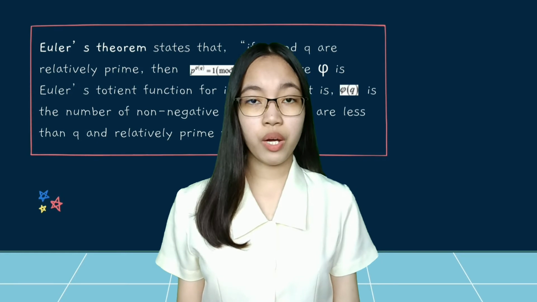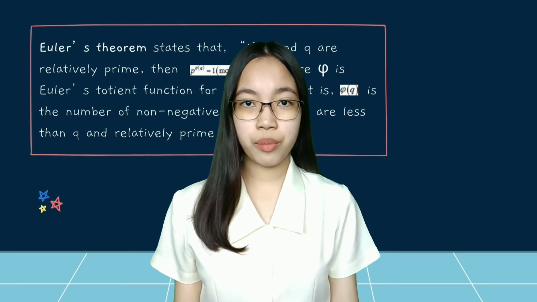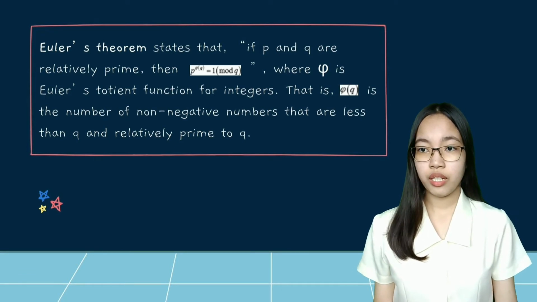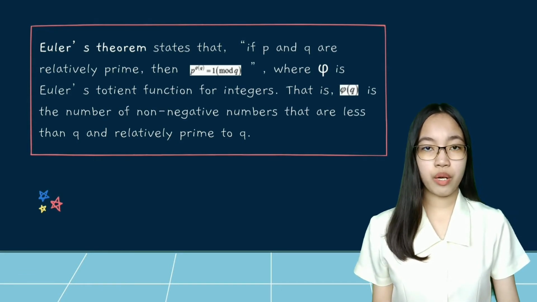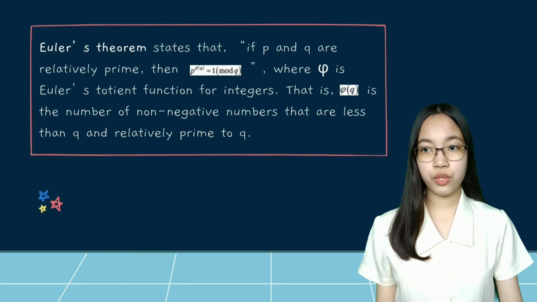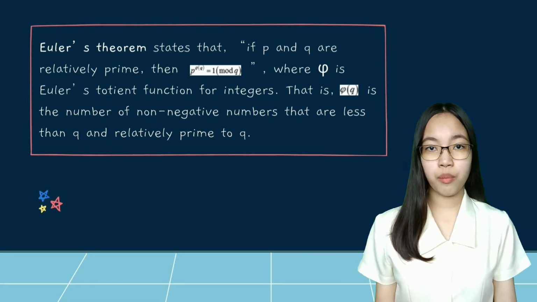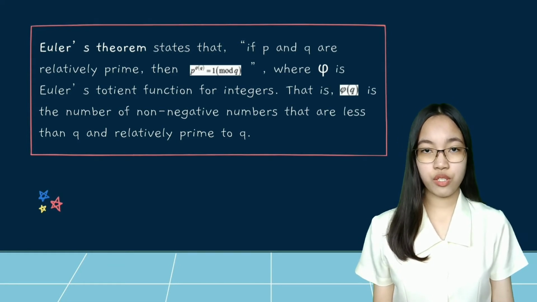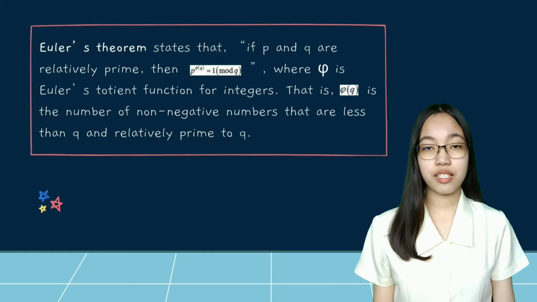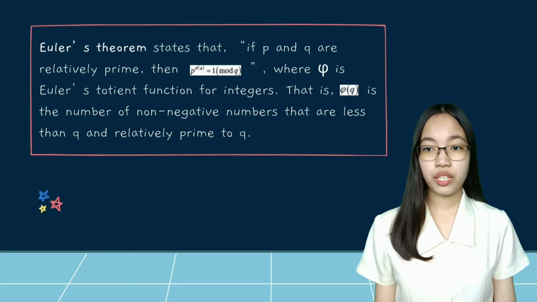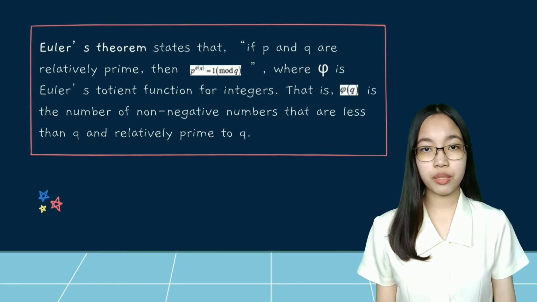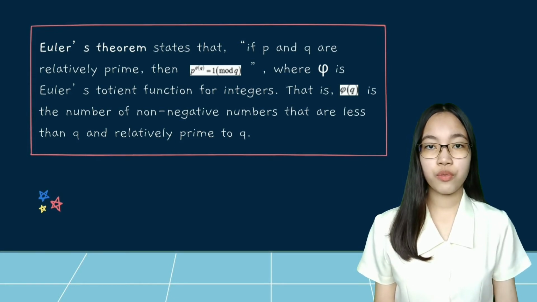So in general, what is Euler's theorem? It states that if P and Q are relatively prime, then P raised to the power of phi or totient of Q is equivalent to 1 mod Q, where this symbol is Euler's totient function for integers. That is, phi or totient of Q is the number of non-negative numbers that are less than Q and relatively prime to Q. So for better understanding, let's have an example.